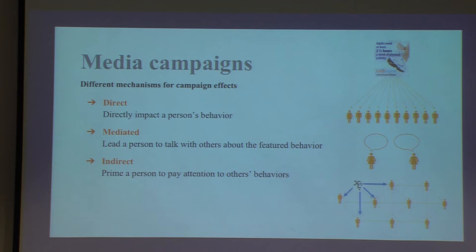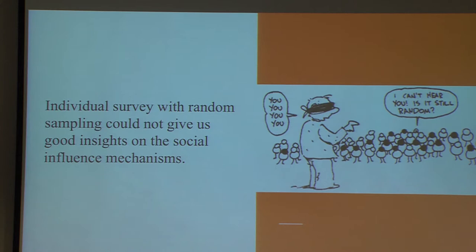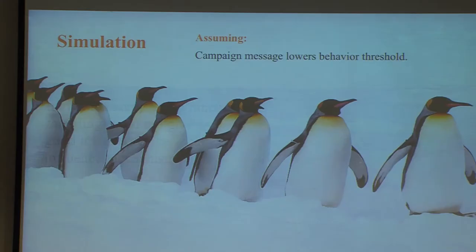in their social networks. So when we talk about evaluation of media campaigns, the traditional methods just use individual surveys with random sampling. This kind of evaluation can get into individuals' attitudes, opinions, and behavior change, but it's never going to give us insights about the social influence mechanism, especially referring back to the indirect mechanisms of the campaign effects. So I find computational methods useful.